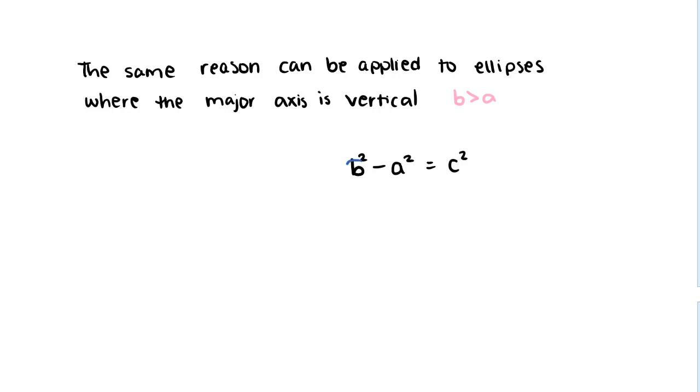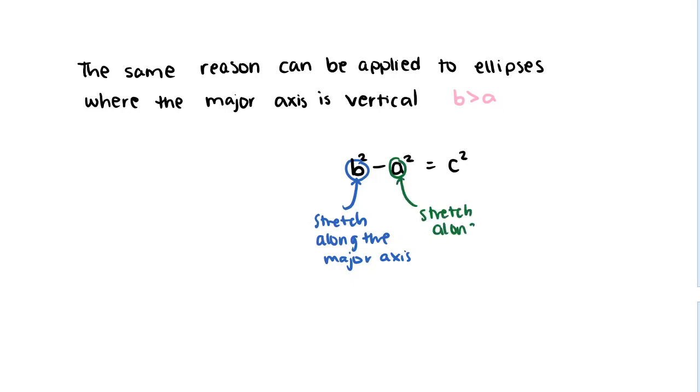Right, so here again, this is the stretch along the major axis. In this case, it's vertical. And here a is the stretch along the minor axis. And in this case, it's horizontal, and this gives us the distance, or lets us compute the distance between the center and the foci.